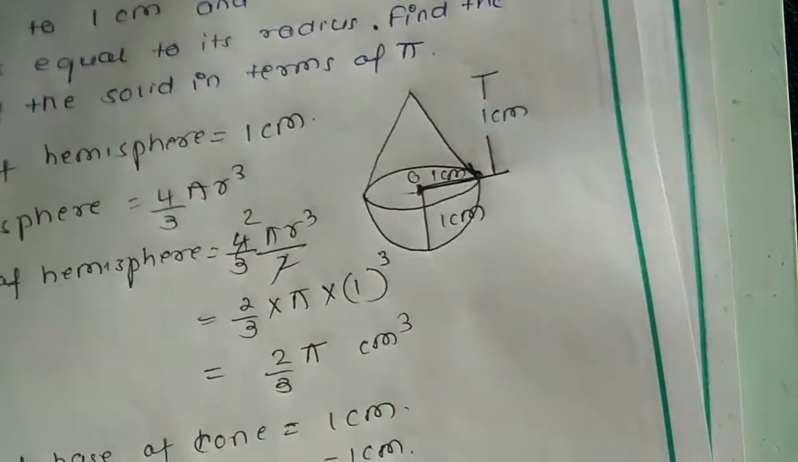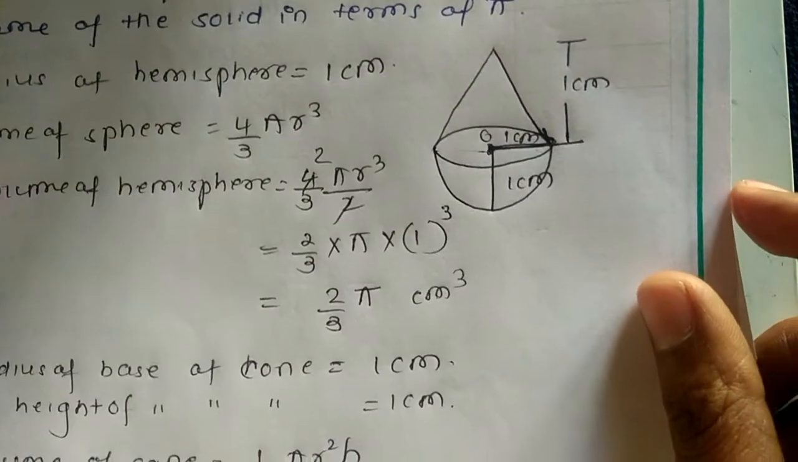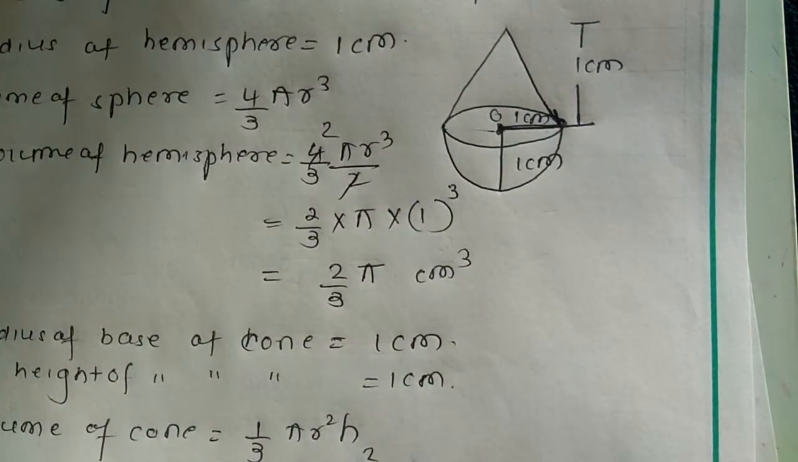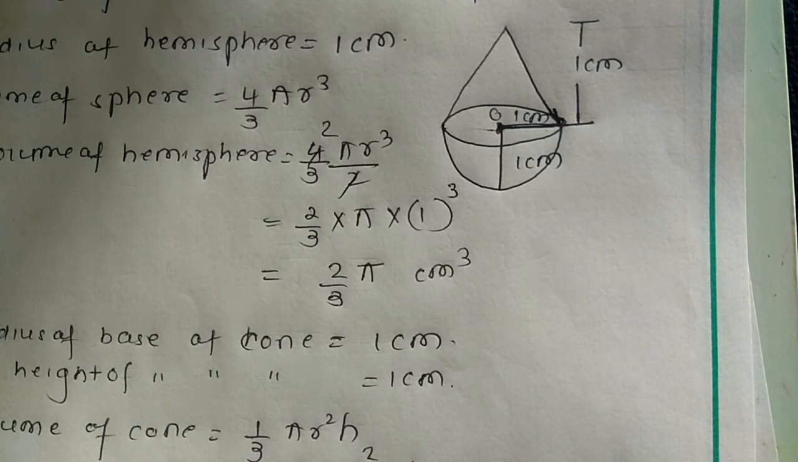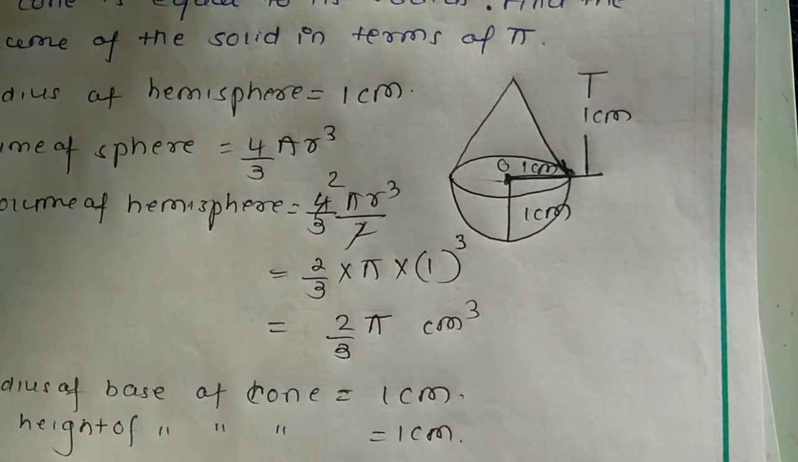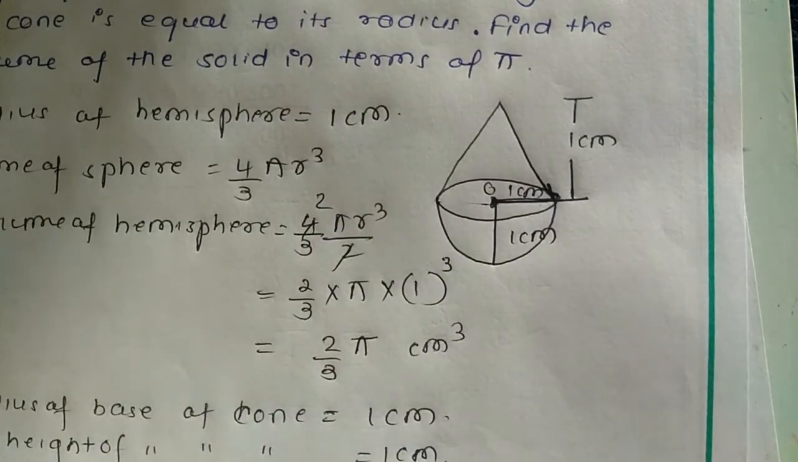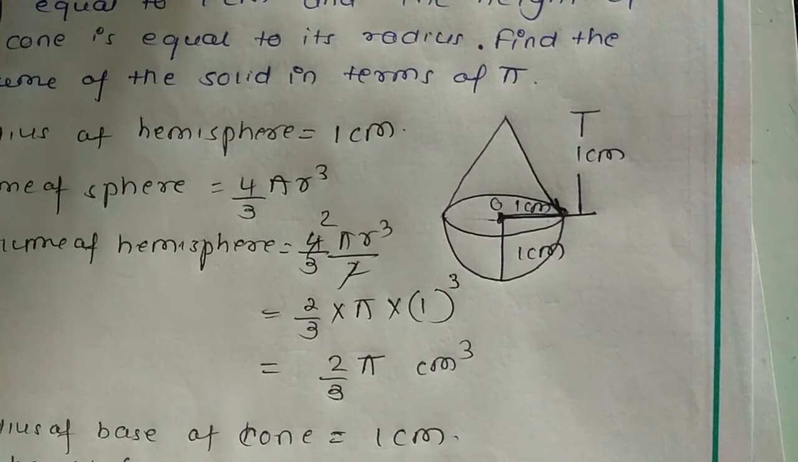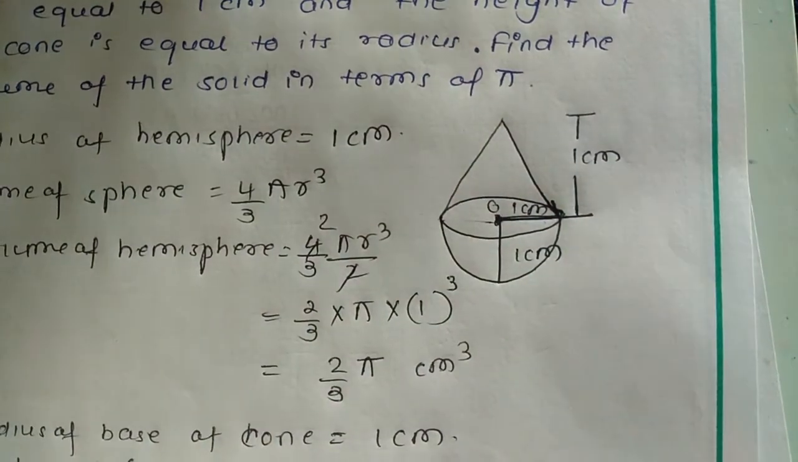So the volume of the solid is pi cm cube. If you want to know the exact value, pi is 22/7, you can divide. Otherwise, you know it is a constant, pi is 3.14. So approximately, we can say the volume is 3.14 cm cube. I hope you understood this question.